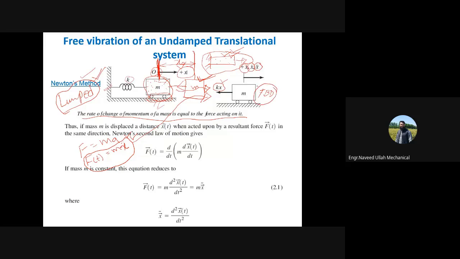What I told you, to always draw the free body diagram in the displaced position, means this: in the equilibrium position, if you draw the free body diagram, all the forces are equal in magnitude and opposite in direction. For that reason, the system is in equilibrium. So there is no need to draw the free body diagram there, because no forces are acting. Therefore you need to first displace it and draw the free body diagram, and then from there apply this law.